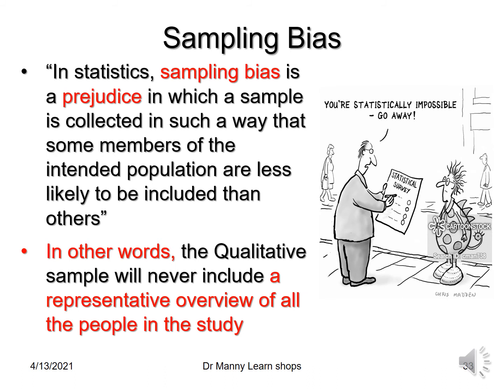Then you've got issues that deal with sampling bias. In statistics, quantitative research, sampling bias is a prejudice in which the sample is collected in such a way that some of the members of the intended population are less likely to be included than others. In other words, the qualitative sample will never include a representative overview of all the people in the study. It's not meant to. That's not the purpose of qualitative research.